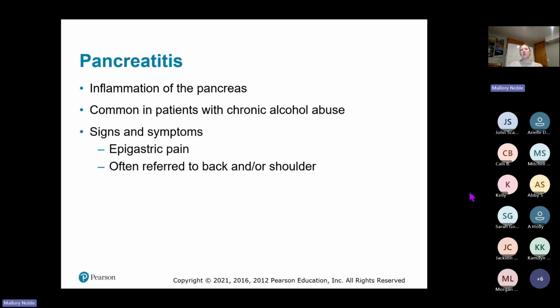Pancreatitis. So this is inflammation and swelling of the pancreas, common in patients with chronic alcohol abuse, although not limited to patients with alcohol abuse. Anybody can get this. Signs and symptoms: epigastric pain, often referred to back or shoulder. So again, back or shoulder is the referred pain for pancreatitis. That is a wonderful question that they love to ask on the National Registry. So make sure you're studying those.